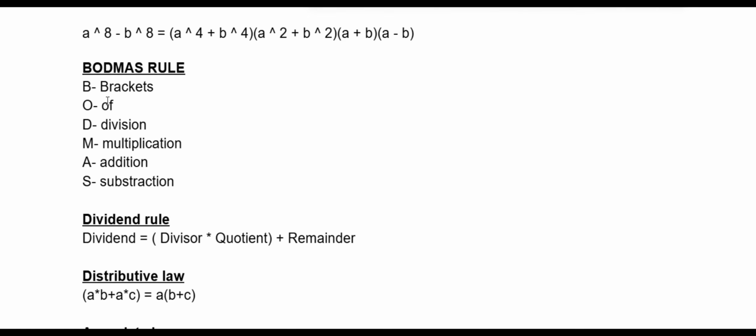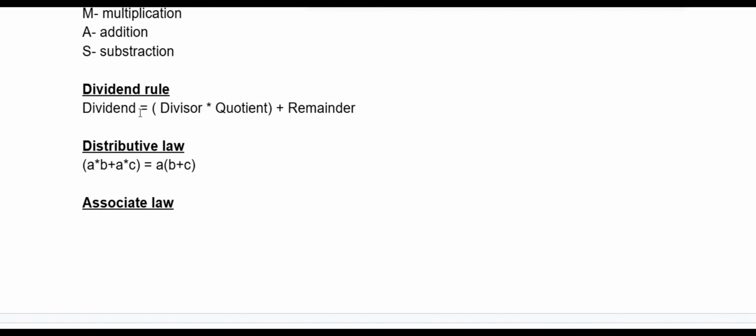And the BODMAS rule, which is very important. To solve any kind of equation we must follow the BODMAS rule, or else you will get false answers. So you have to follow this order. First you have to remove the brackets, solving whatever is inside the brackets, and then do division, then multiplication, then solve for addition, then solve for subtraction. And the dividend rule, this is very important. Dividend is equal to divisor into quotient plus remainder. I'll be explaining some examples on this.